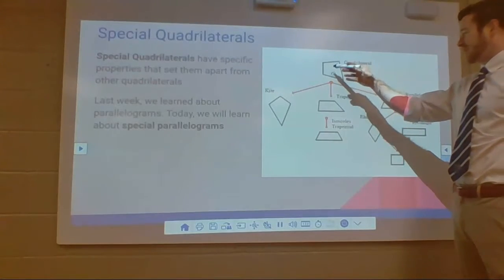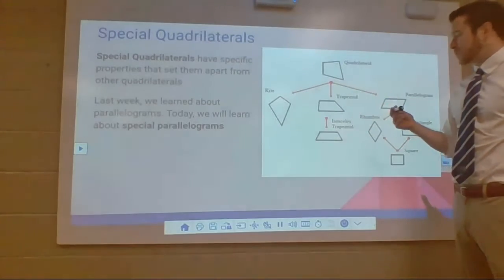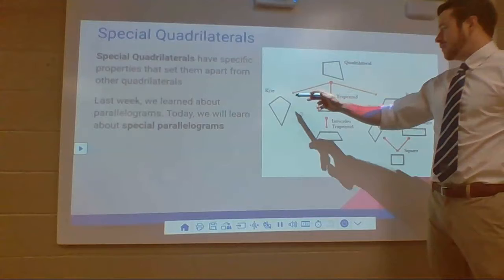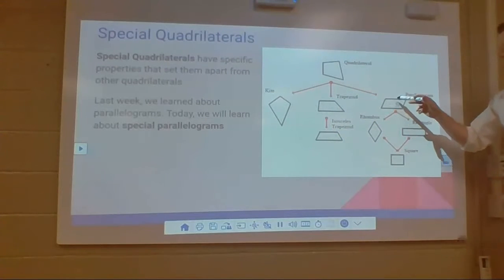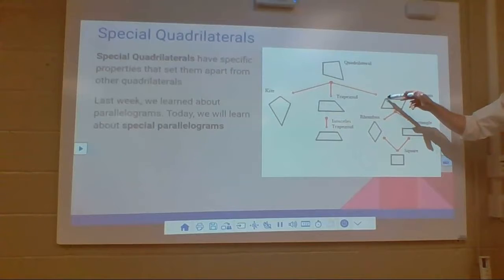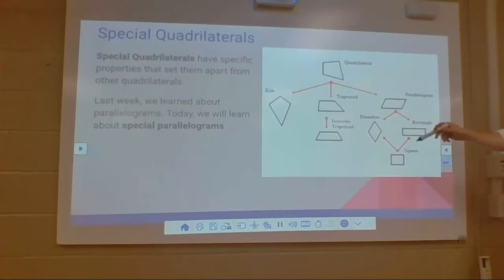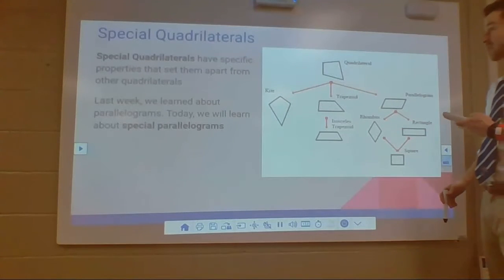Now what we see here is just a general quadrilateral. It has four sides. There's nothing else really too special about it. In the next lesson you'll learn about kites and trapezoids. And we've already talked about parallelograms. Remember they have two pairs of parallel sides. But today we're going to talk about special parallelograms: rhombuses, rectangles, and squares. So let's move forward and talk about those things.